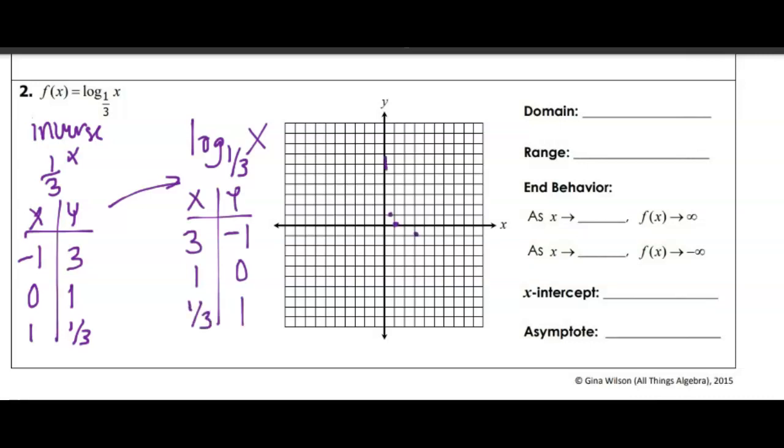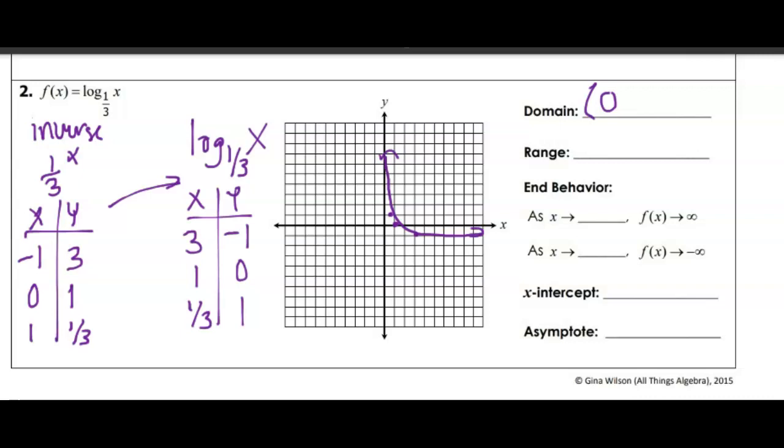So if we graph this, notice that this logarithm ends up looking a little bit different because again, it has a vertical asymptote at x equals 0. However, instead of increasing, this is now decreasing. Notice that they go in the same direction. So even though the values are inverse, they don't inverse direction.